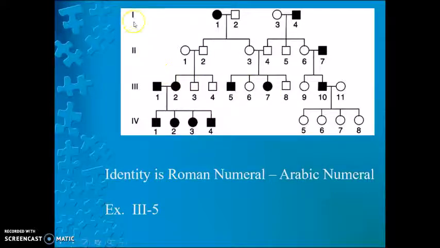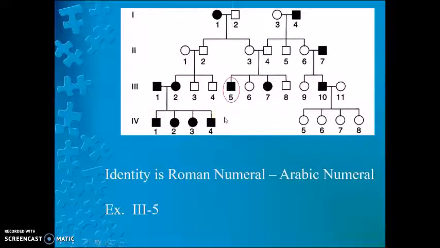For now, you're going to see along the side Roman numerals. Each Roman numeral represents a generation. Okay, so they go all the way across. Then you have your Arabic numerals, your regular numbers. To identify an individual, you do the Roman numeral dash the Arabic number. So, for example, individual 3-5 is right here. Okay, Roman numeral 3 over to 5. Okay? All right.